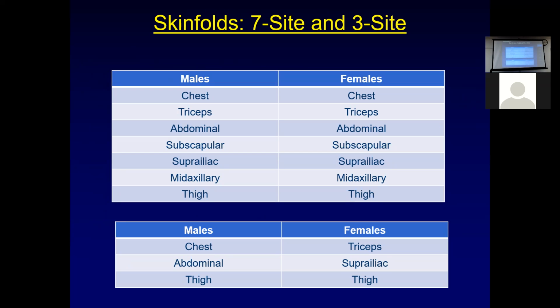You do have to know all of these. There will be questions about these on the next test. Okay? You need to know the anatomical location of the 7 sites for skin folds. And if we do a 3-site assessment, which saves us a little bit of time but introduces some additional error, you will note that in men and in women, we're going to test at different places.